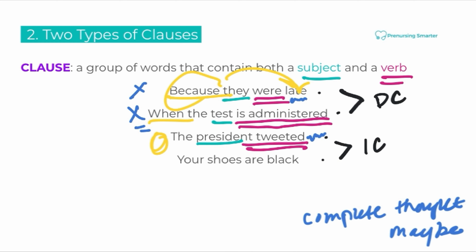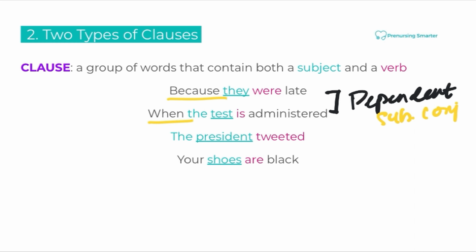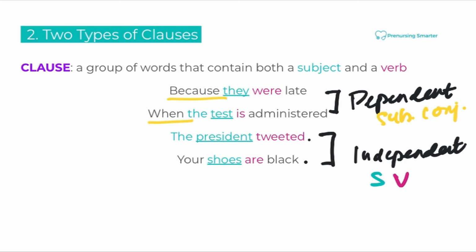The next one, your shoes. Shoes is the simple subject. Are is a state of being verb. And what's their state of being? Black. This can stand on its own, so it is an independent clause. If they can't stand on their own without a complete thought, it's a dependent clause. Here you go again. These are dependent because of the subordinating conjunctions. And these are independent. They can stand on their own because they have a subject, a verb, and a complete thought.